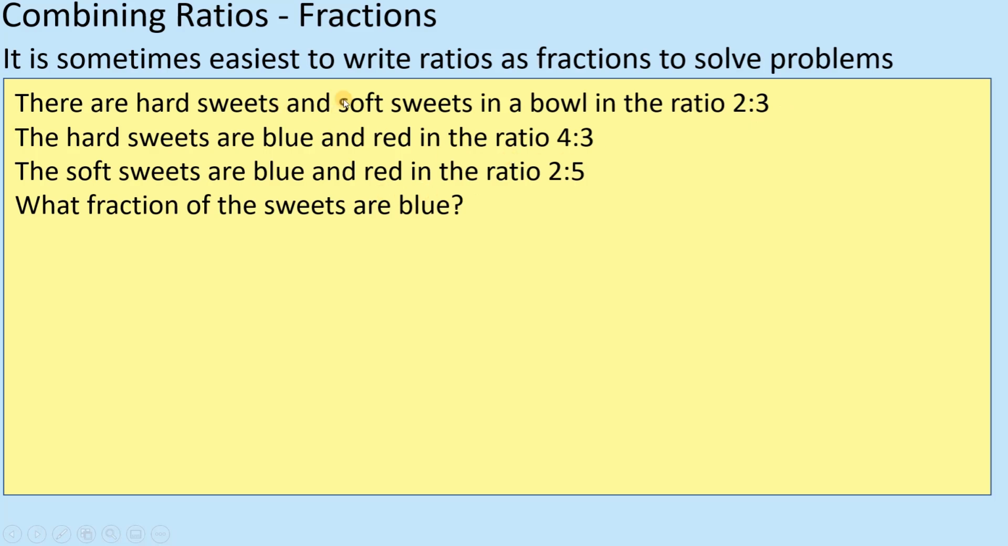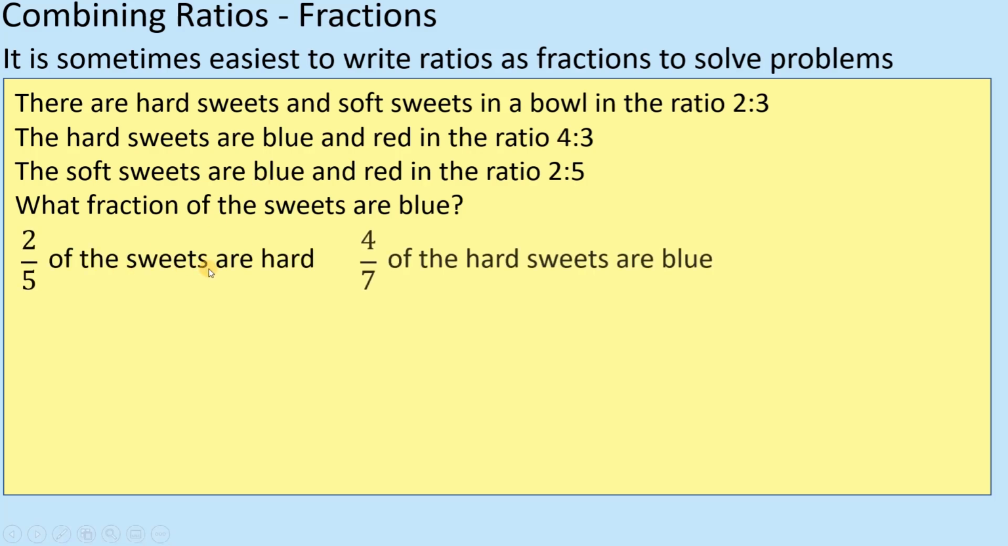So what fraction of the sweets are blue? We can break this down. We've got hard and soft sweets first, 2 to 3. So 2/5 are hard, and of those 2/5, 4/7 are blue. I'm going to write that down. So 2/5 of the sweets are hard, and 4/7 of them are blue.